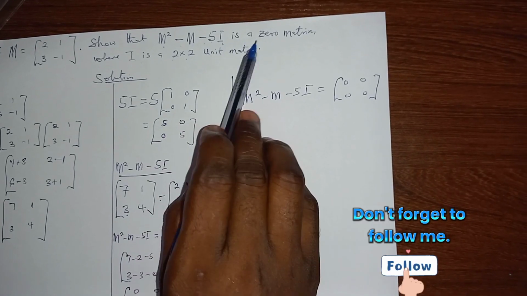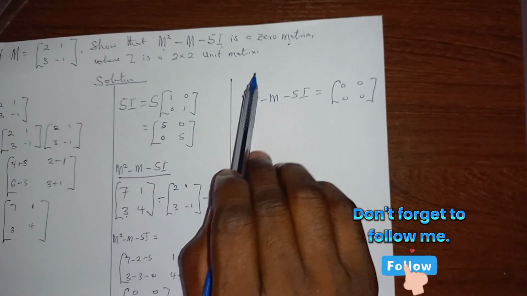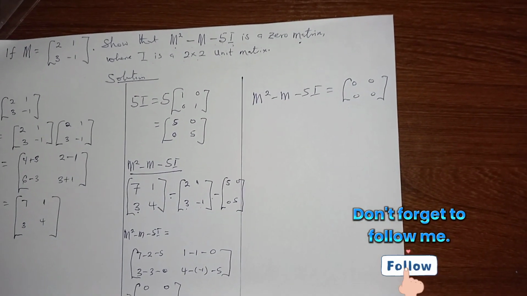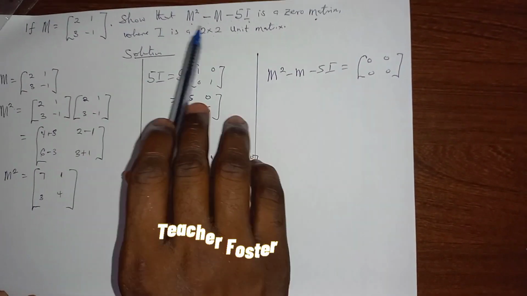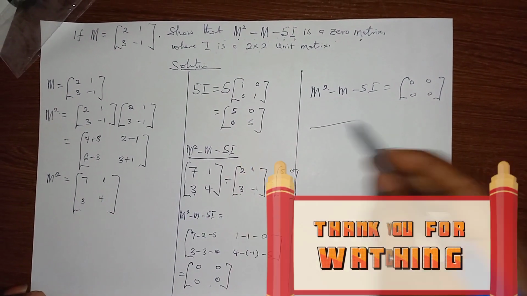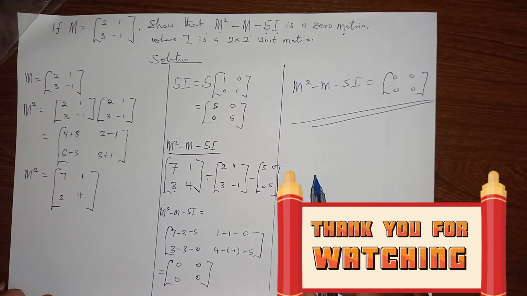Now, it says we should show that it's a zero matrix. What is a zero matrix? A zero matrix is simply a matrix whose entries are all 0. So now that the entries here are all 0, we have been able to show that M squared minus M minus 5I is a zero matrix. And that is the solution to our question.